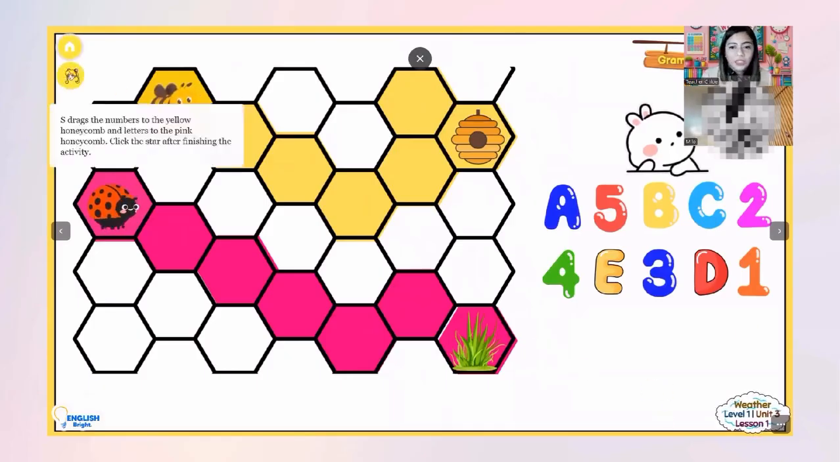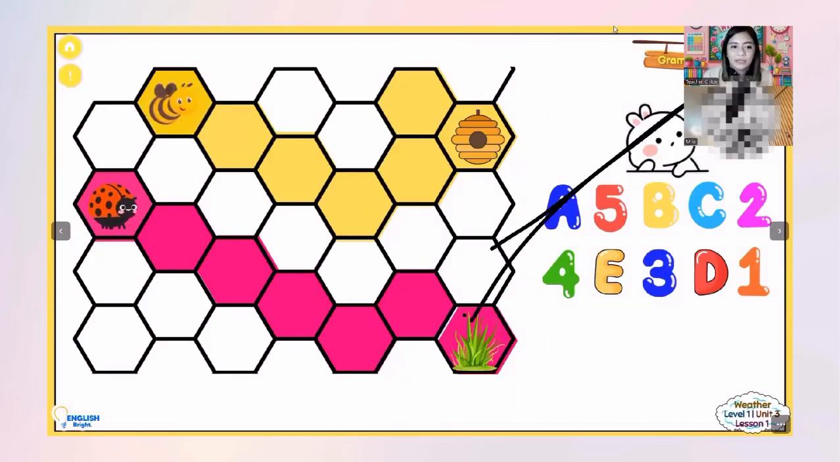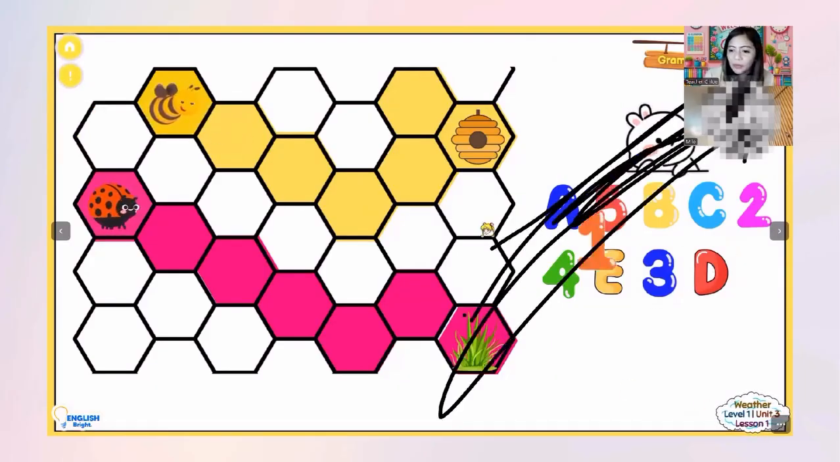Okay. Well, let's try to drag the numbers to the yellow box. And letters on the pink box. Can you write the numbers here? What number shall we write here? What is this? Number 1. Okay. What's next to number 1?